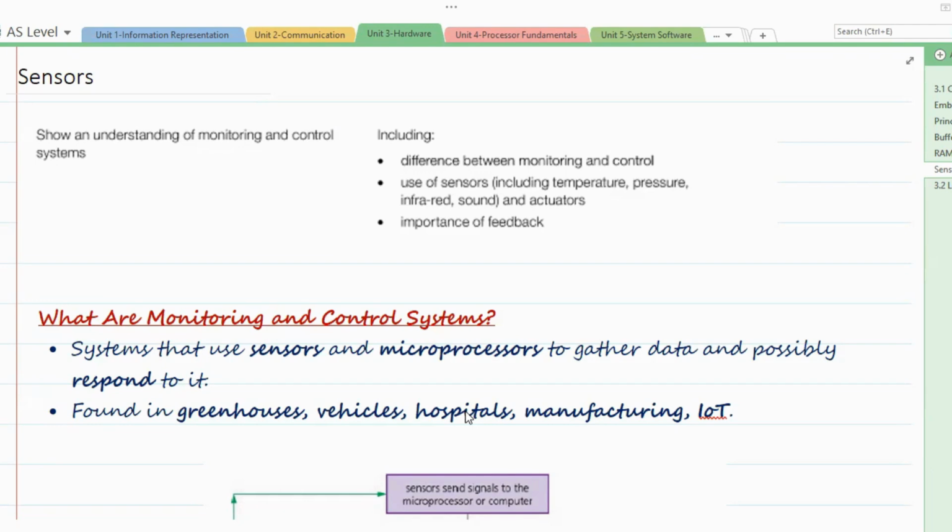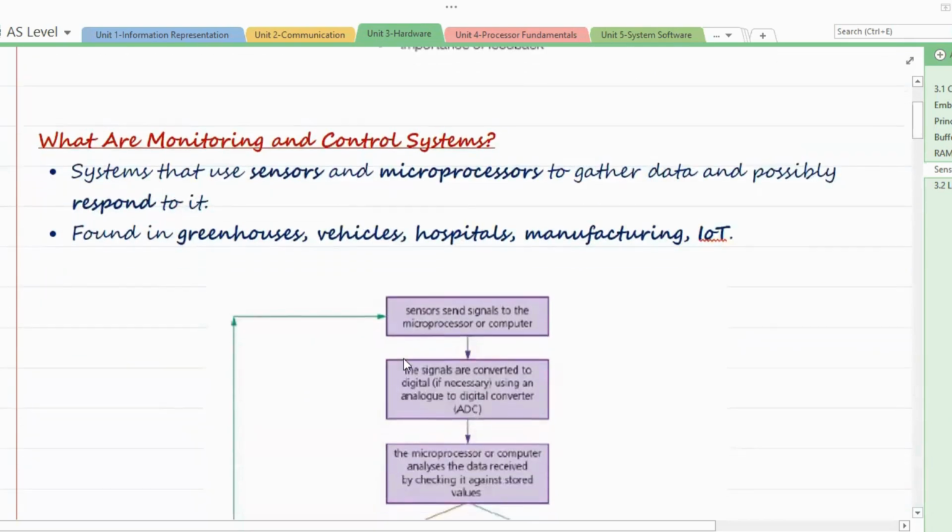Have you ever wondered how a greenhouse automatically waters plants when the soil becomes dry? Or maybe how a car can automatically apply brakes when it senses an obstacle ahead? Or maybe your room's air conditioner, how it knows when to stop cooling? Well, all these systems are examples of monitoring and control systems.